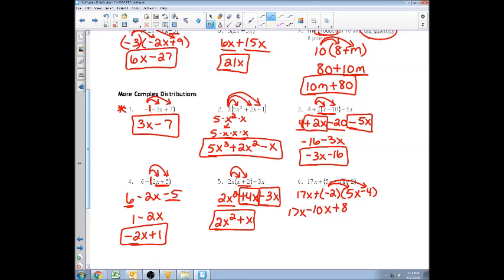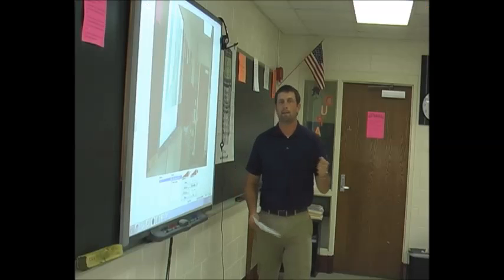Now I can combine like terms. The 17x and the negative 10x will combine to get me 7x. The 8, there's no other number without a variable, so I'm just going to bring it down. And there we are. All right, that concludes our lesson.